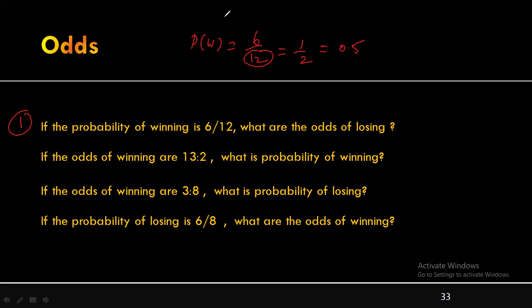So the probability of loss is equivalent to 1 minus 6 over 12. In this case, it is going to be 6 over 12, and again it is going to be 1 by 2, which is 0.5. Correct? Is it clear?